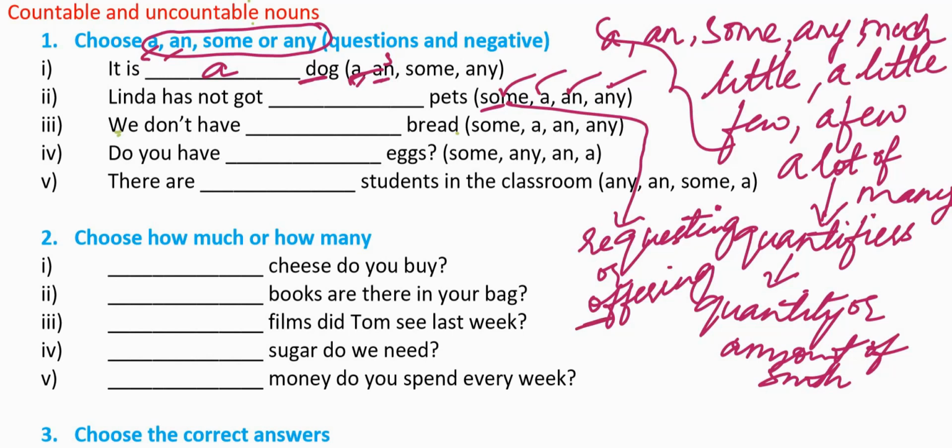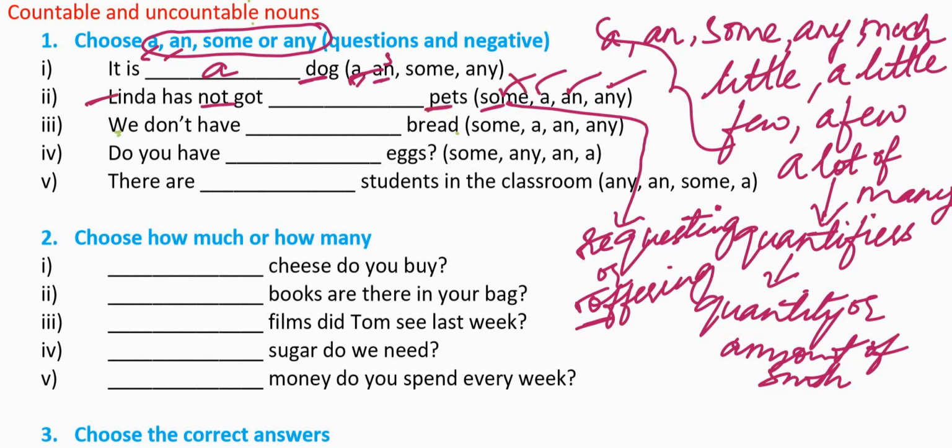So when to use some? It can be used in both countable and uncountable nouns. But what is the condition? It is used only when you are requesting or offering something, and it is not used in negative sentences. Here, Linda has not got pets. This sentence is negative, so you have to never use some.